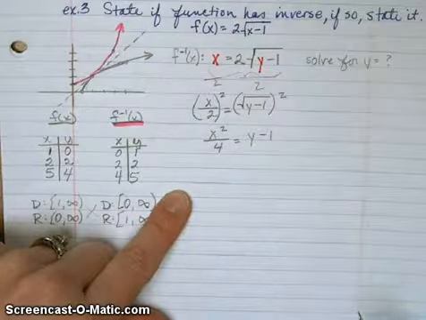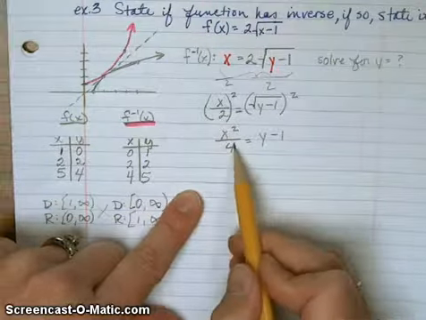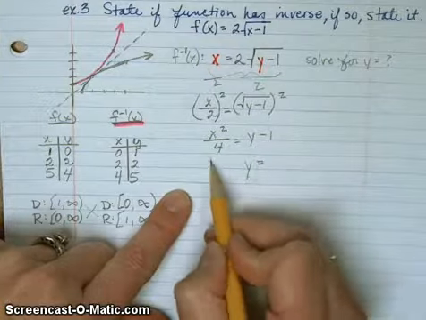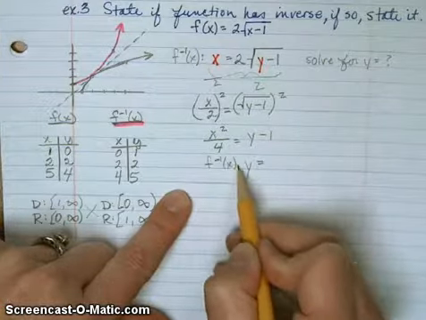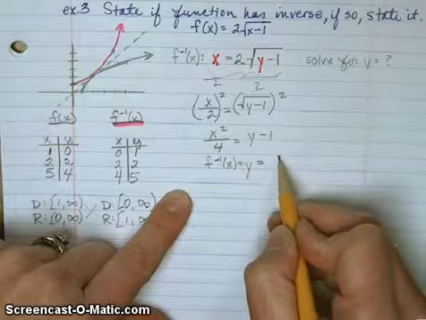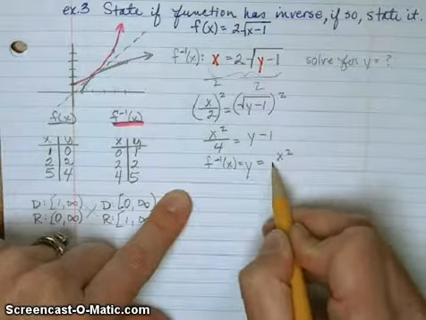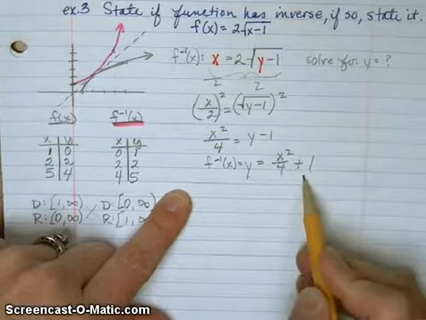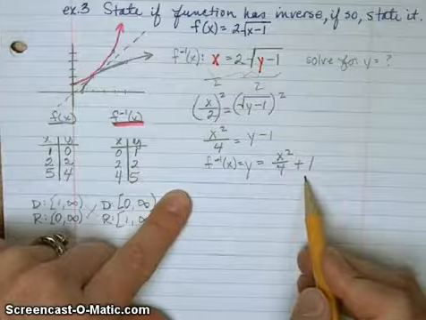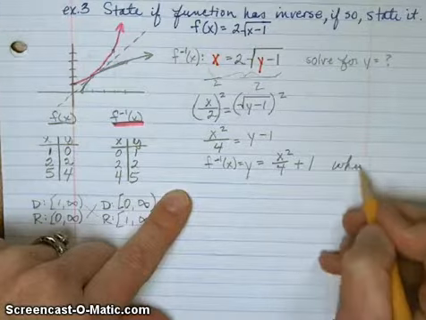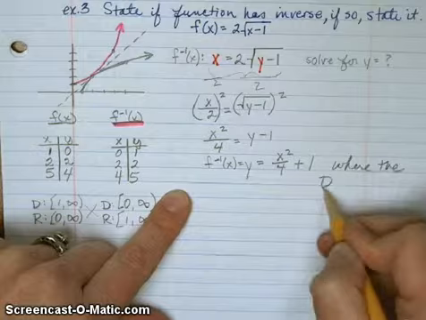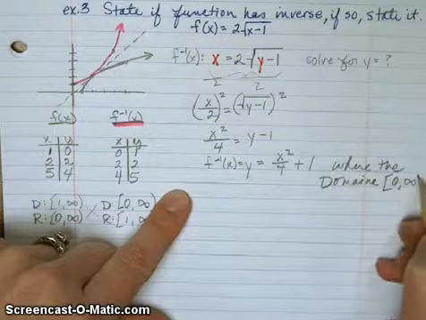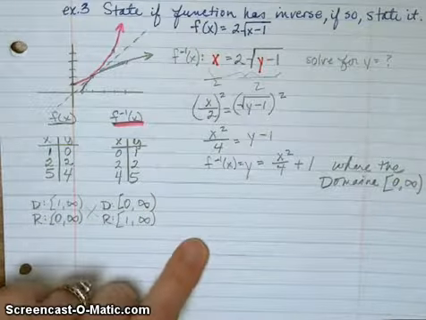So now, if I just move the 1 over, I have y equals, or the inverse, you can write it either way, x squared over 4 plus 1. Do you need to get a common denominator and write it? No. You can leave it that way, where the domain is from 0 to infinity. That would be our answer.